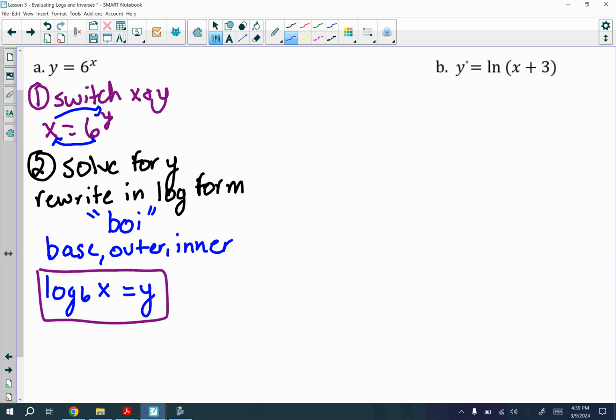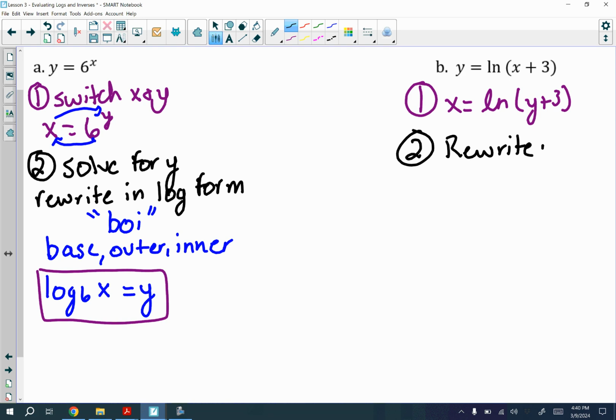Okay, let's look at B then. We have y equals natural log of x plus 3. Okay, so we do the same step. So very first step is we switch x and y. So I actually have x equals natural log of y plus 3. Now, you will notice that this y plus 3 is in parentheses. So when we solve, I can't just subtract 3 to the other side. This y plus 3 is with the natural log. So in this case, in order to solve for y, I'm actually going to have to rewrite this in exponential form.